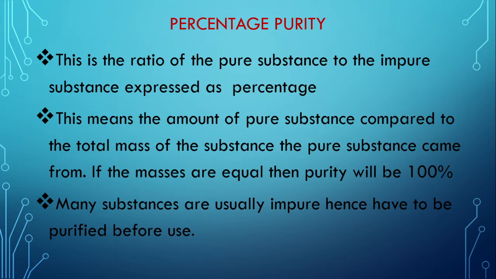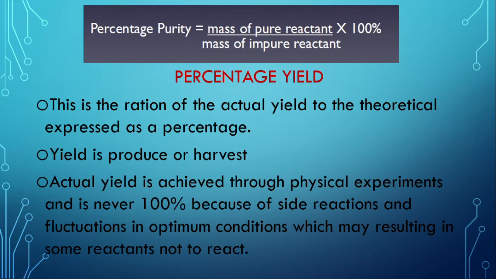This means the amount of pure substance compared to the total mass of the substance the pure substance came from. If the masses are equal, then the purity will be 100%. It means whatever reactant you had was actually pure. So these percentage purity calculations are there to just check if your reactant is pure or not. Many substances are usually impure, hence have to be purified before use. The formula is there. Percentage purity is equal to mass of pure reactant over mass of impure reactant times 100%.